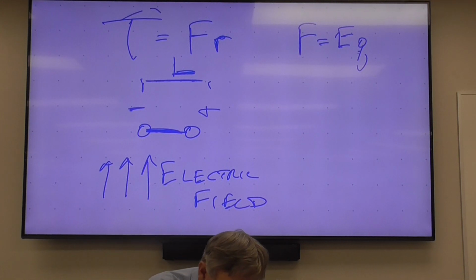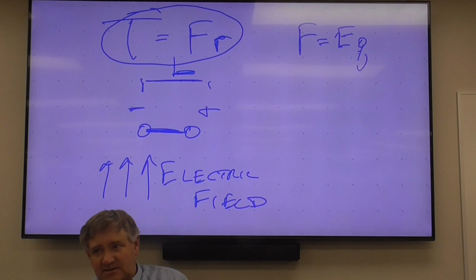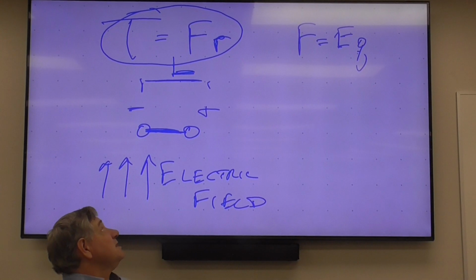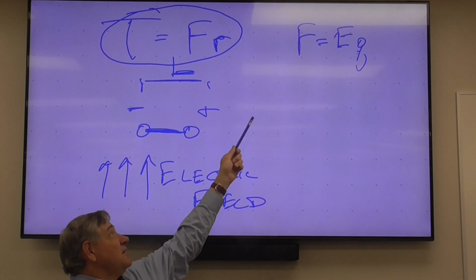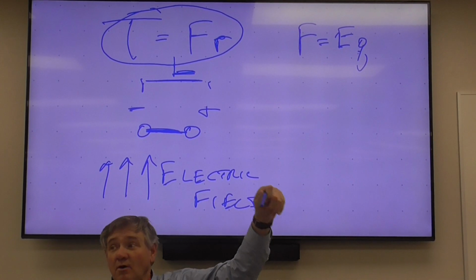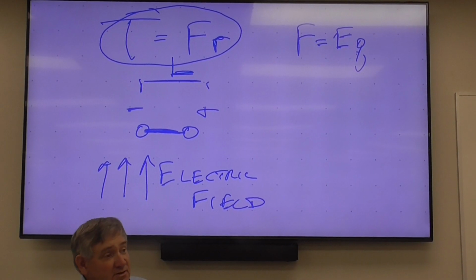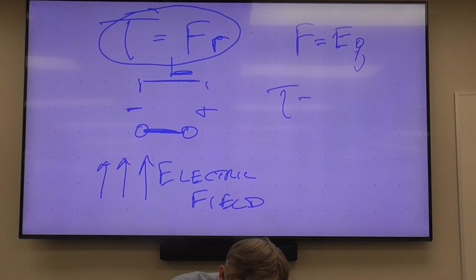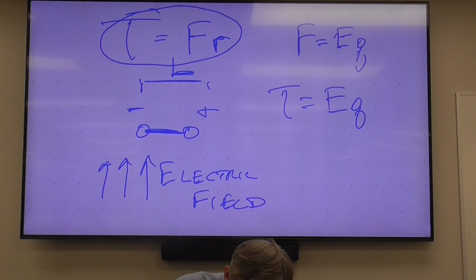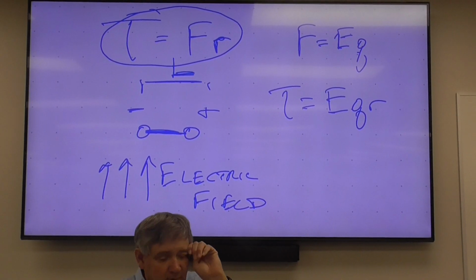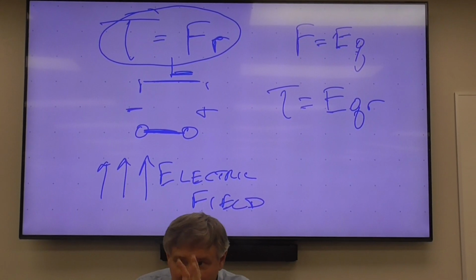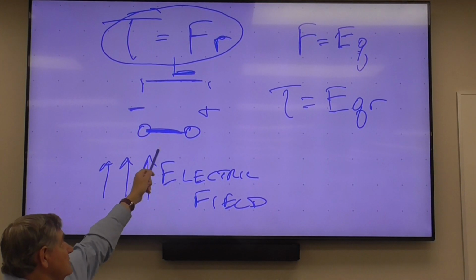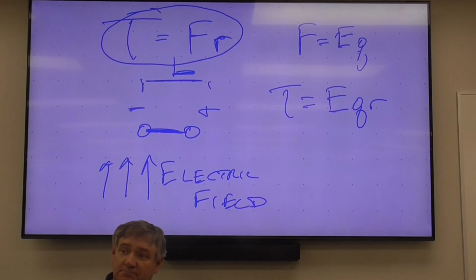Now we know that torque equals force times radius, right? So since torque equals force times radius, and force equals Eq, what's one simple substitution that we could do? Torque equals Eq times radius. We could put torque equals Eqr, right? Okay? Now, let's talk about how the electric field is going to impact both sides of that polarized molecule.